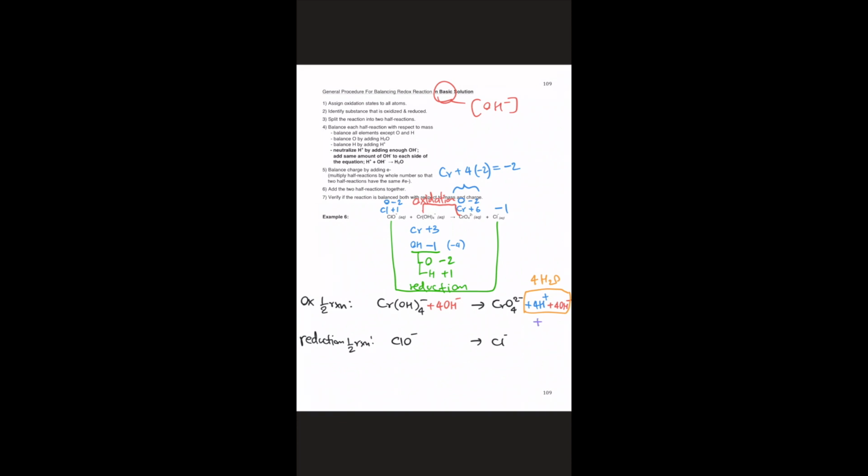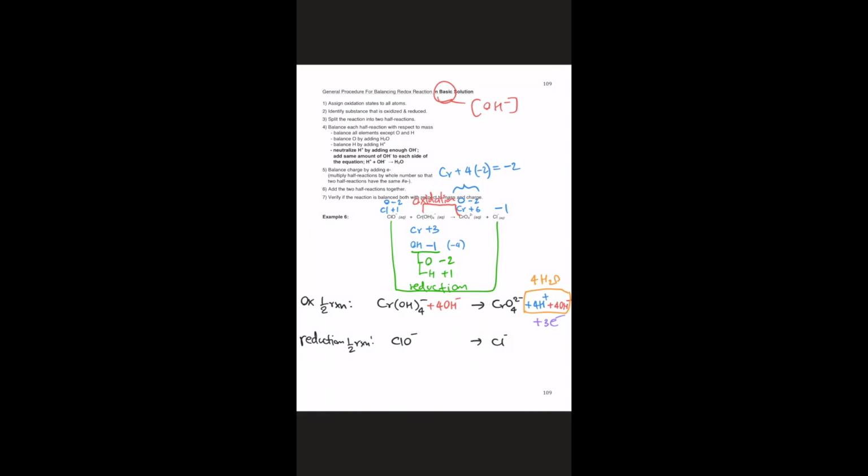You need to add 3 electrons on the product side, because it indicates that this chromium 3 plus is losing 3 electrons to become chromium plus 6, right? So that's why I'm adding 3 electrons on this side. Okay, so then for the reduction, we're gonna do the same thing.